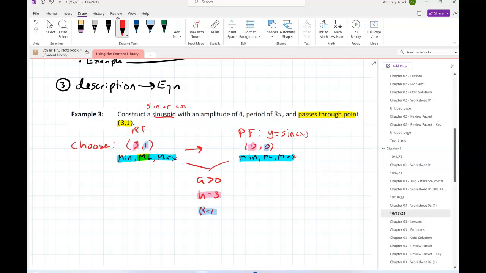What do I still need? I need to figure out the A. I know the sign for A. I know it has to be positive, but I don't know what the number is. And then the C, right? Well, I know that the absolute value of A is just the amplitude, which I know is 4. So that just tells me that the A has to be 4 because I know it has to be positive.